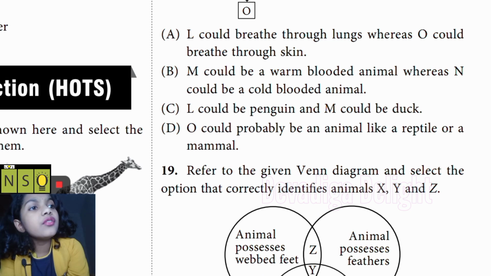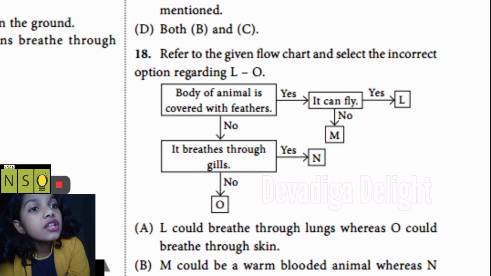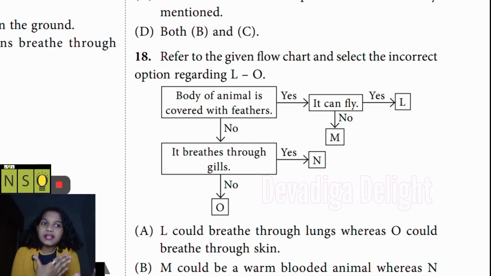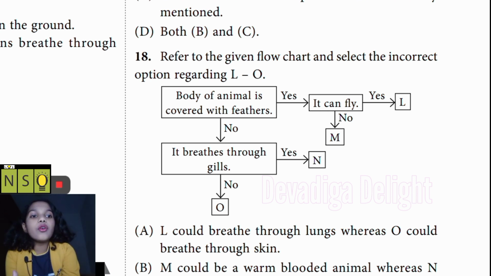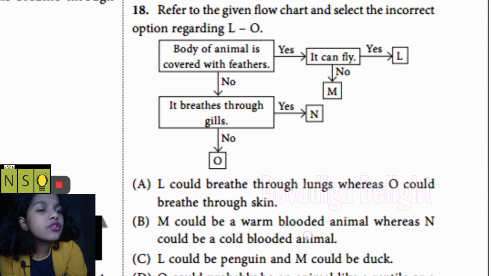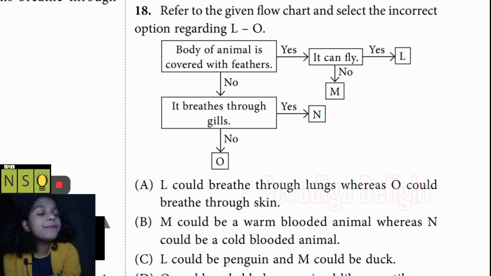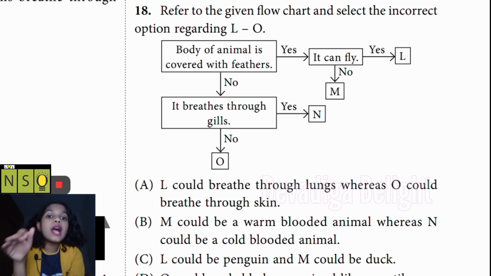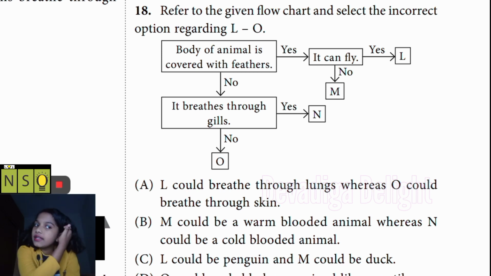So L could breathe through lungs, whereas O could breathe through skin. Yes, the birds do breathe through lungs, and this O could be an amphibian or an earthworm, making it breathe through skin. M could be warm-blooded, whereas N could be a cold-blooded animal. If you see, M is a bird, whereas N is a fish, an aquatic animal, because it breathes through gills. That makes it a cold-blooded animal, which is most likely a fish.